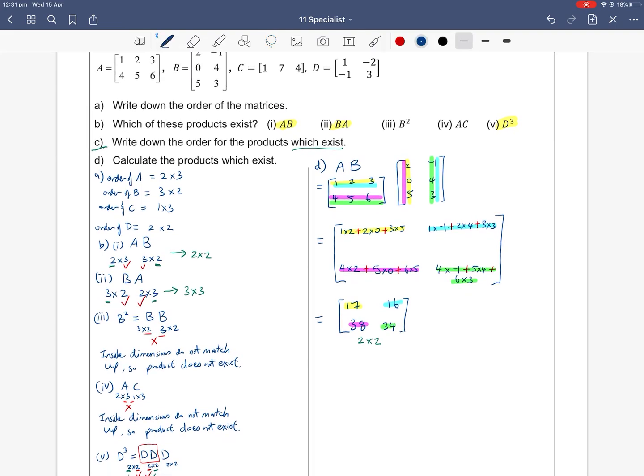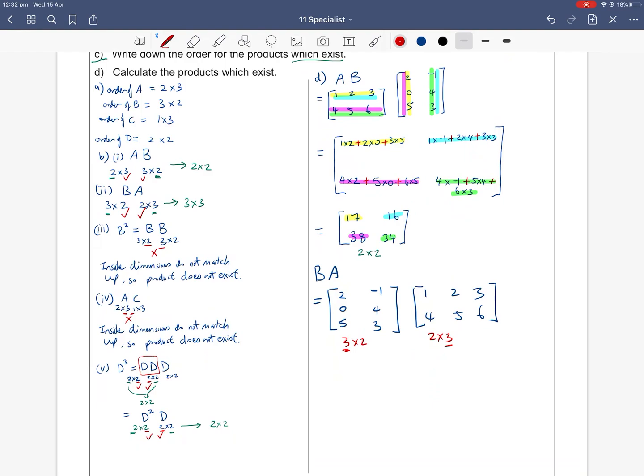Let's do, where are we up to? BA. So BA, let's write down our matrices. 2, 0, 5, negative 1, 4, 3 by 1, 2, 3, 4, 5, 6. So as we explained before, because this is a 3 by 2 and a 2 by 3, we expect a 3 by 3 answer at the end.